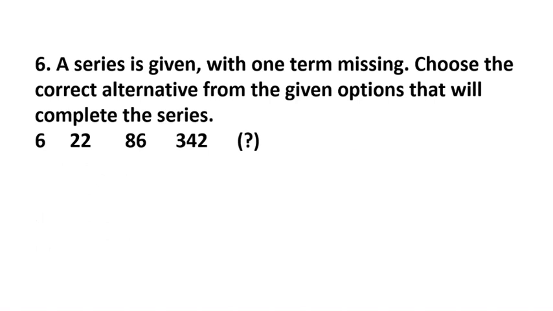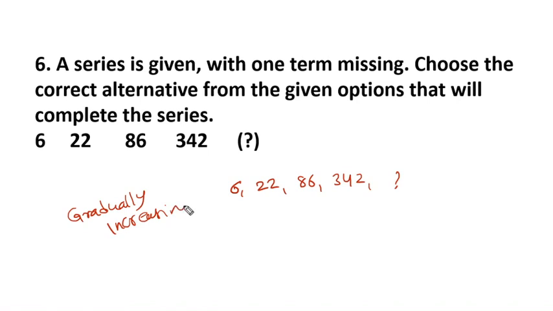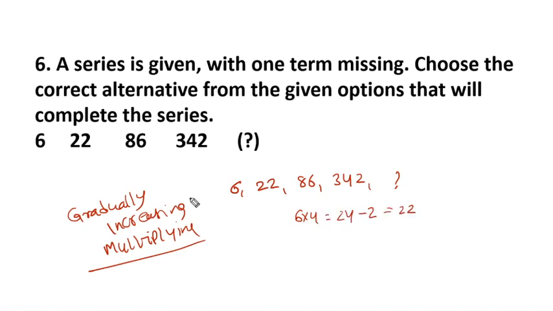This particular question comes from number series. 6, 22, 86, 342 and question mark. Here if you see, this series is gradually increasing. Whenever it is gradually increasing, make sure that the pattern being used is a multiplying pattern. Just see, 6 fours are 24. If I remove 2, 22.